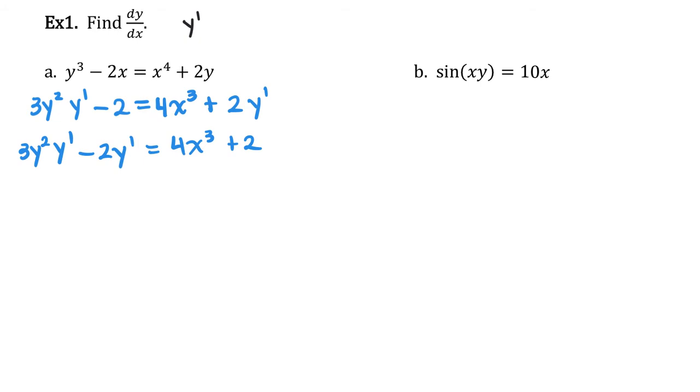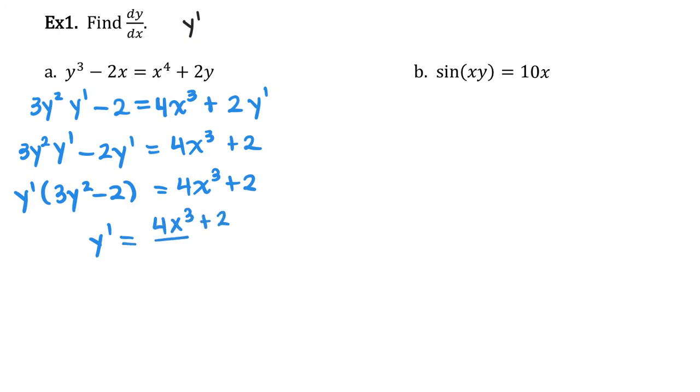Now I'm trying to isolate the y prime, so I'm going to factor the y prime out. Y prime times 3y to the second minus 2 equals 4x to the third plus 2. Then I'm going to divide by 3y squared minus 2. So y prime equals 4x to the third plus 2 over 3y squared minus 2. So dy dx is equal to 4x to the third plus 2 over 3y squared minus 2.